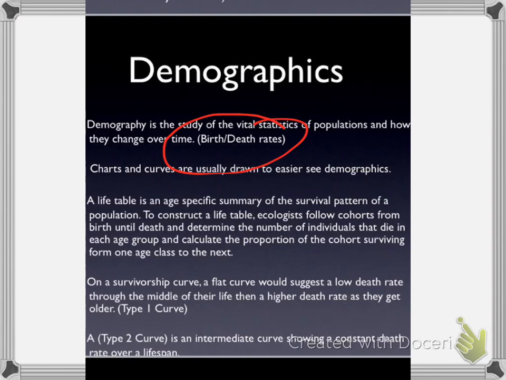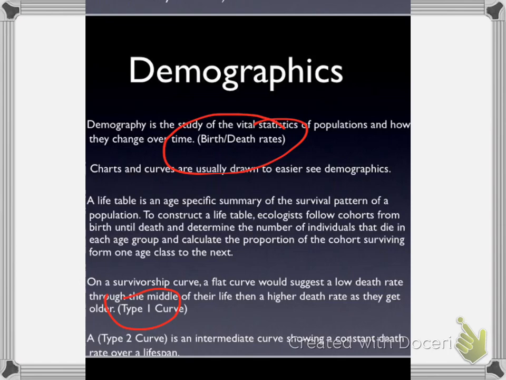It's kind of hard to put on here, but it basically uses the curve like we learned in pre-cal or any of those math classes. It uses the curves to determine the demographics and the survival patterns. So, for example, on the type 1 curve down here, a flatter curve would suggest a lower death rate in the middle of their life, and then a higher death rate as they get older.